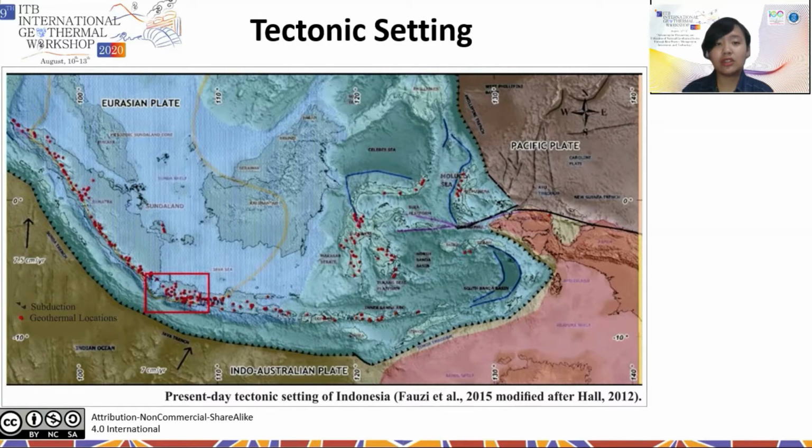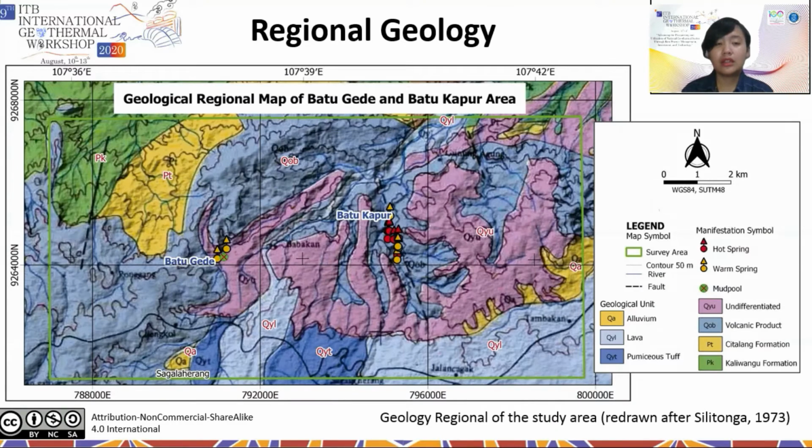Java is located at the southern part of the Sundaland of Eurasian Plate, where the Indian-Australian Plate is subducted beneath Eurasian Plate. West Java is considered to be located in the transitional zone between oblique subduction in Sumatra and orthogonal subduction at the eastern part of West Java.